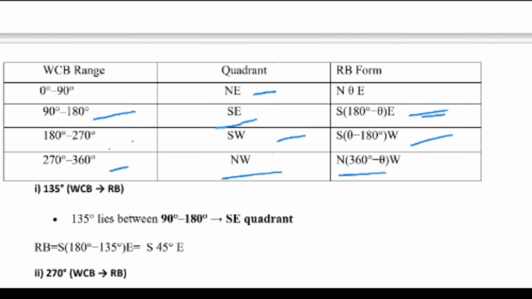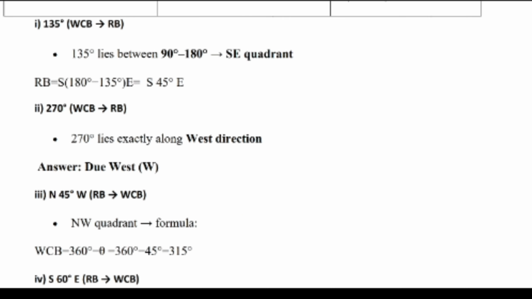So north 360 degree towards west is 360 minus theta. Based on the above table, a whole circle bearing of 135 degree lies in 90 to 180 degree, so it will be in the southeast quadrant. To calculate the reduced bearing, south is 180 degree minus 135 degree, towards east. So you will get south 45 degree towards east.